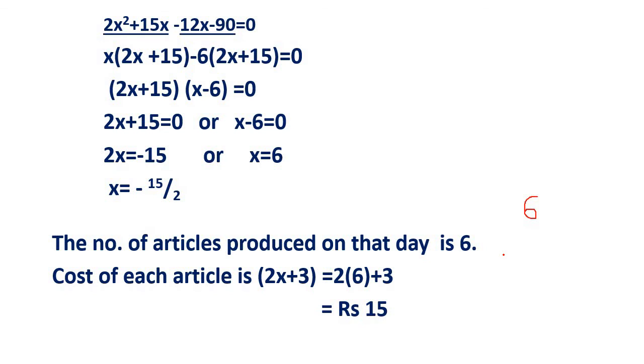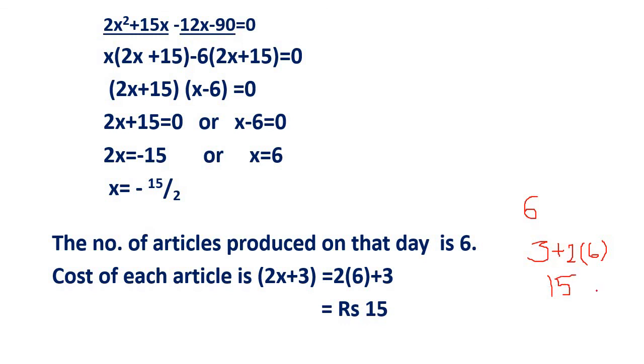And the cost of the article is 3 rupees more than twice the number of articles produced. The number of articles produced is 6, so what will you get? 2 sixes are 12, 12 plus 3 is 15. So 15 rupees is the cost of the article.